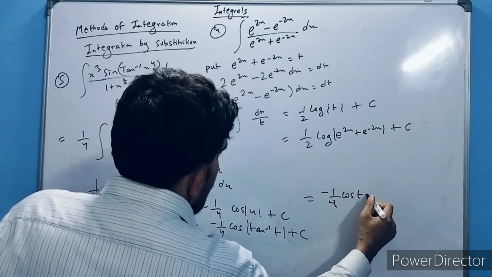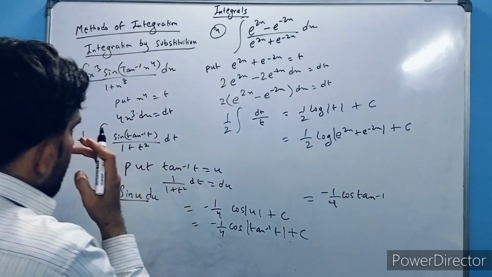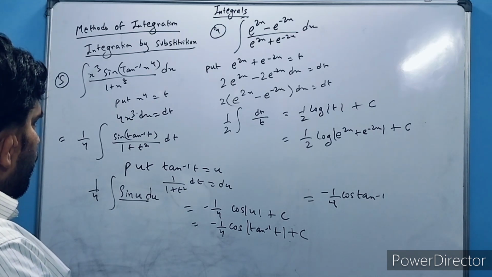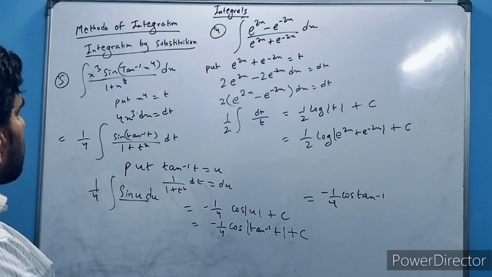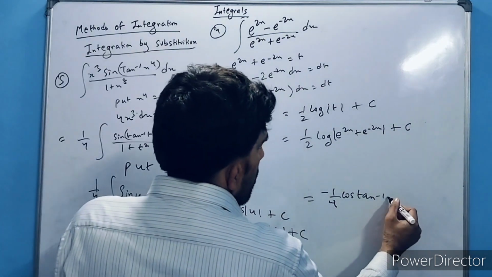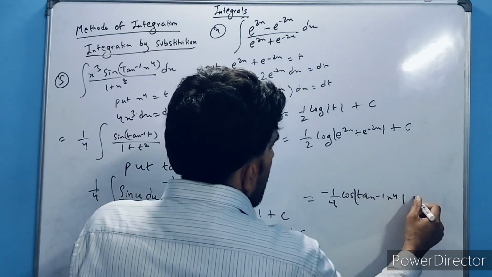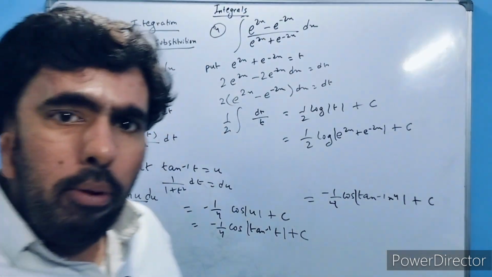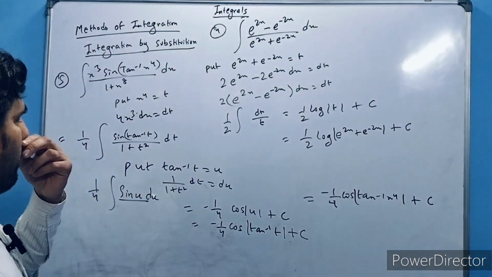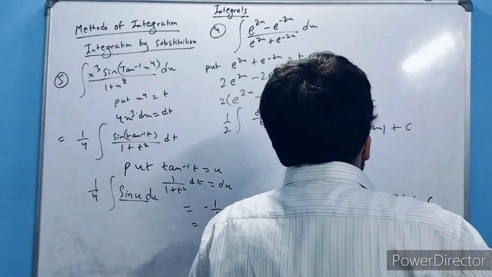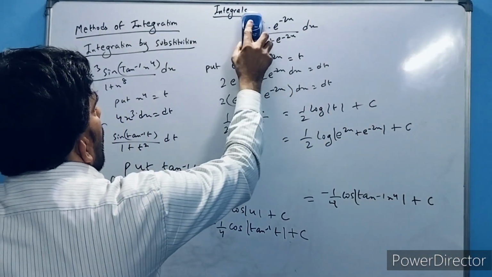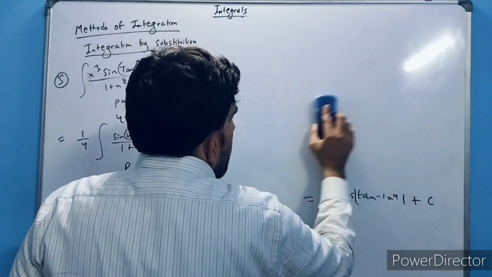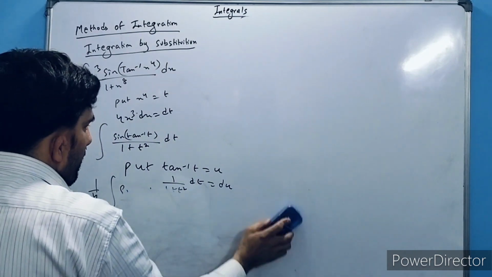But what is cos tan inverse t? What is t here? What is t? I have put x4. So the answer is cos tan inverse x4 plus c. Okay, so likewise we are able to solve such kind of numerical. Now let us solve two more. So now we have the next numerical.